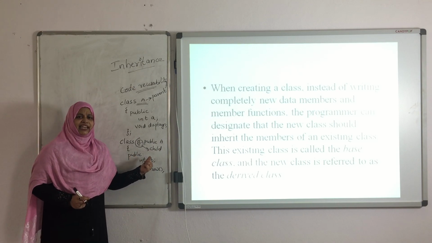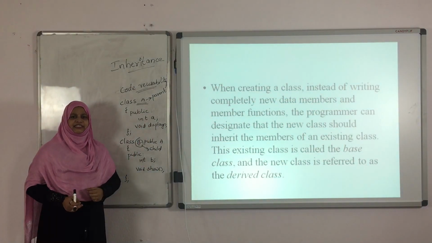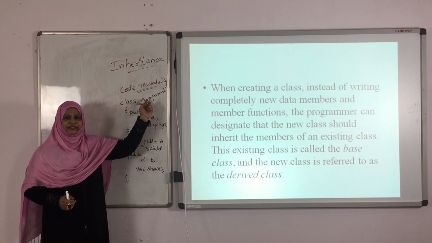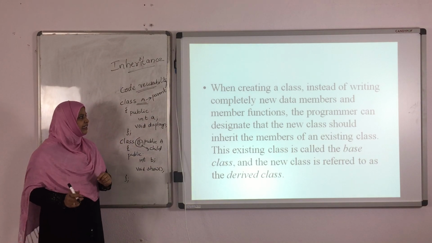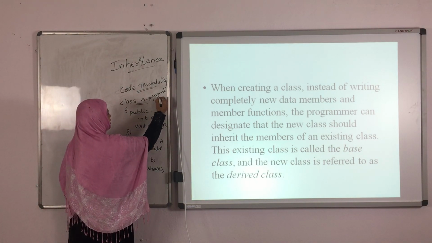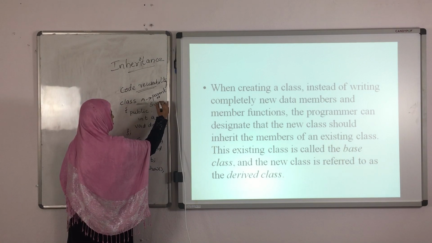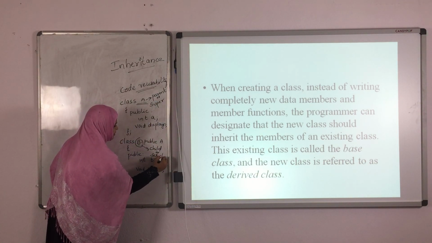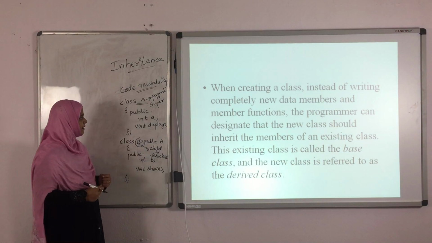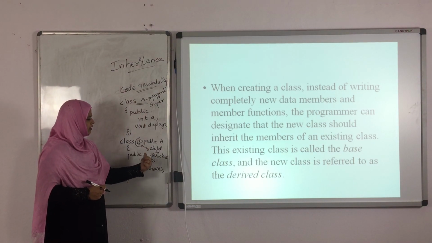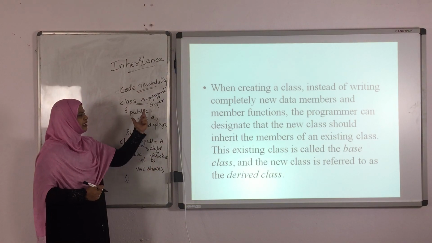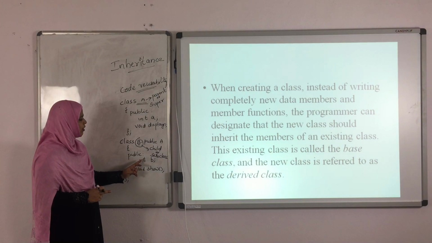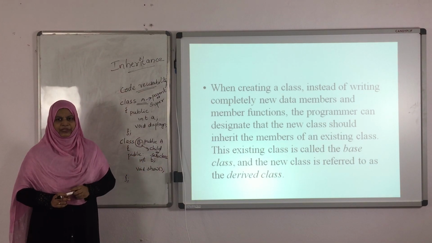In inheritance, the child class inherits all the properties of its base class. In some cases this class A is known as the superclass, and the child class is known as the subclass. The subclass inherits all the properties of its superclass.